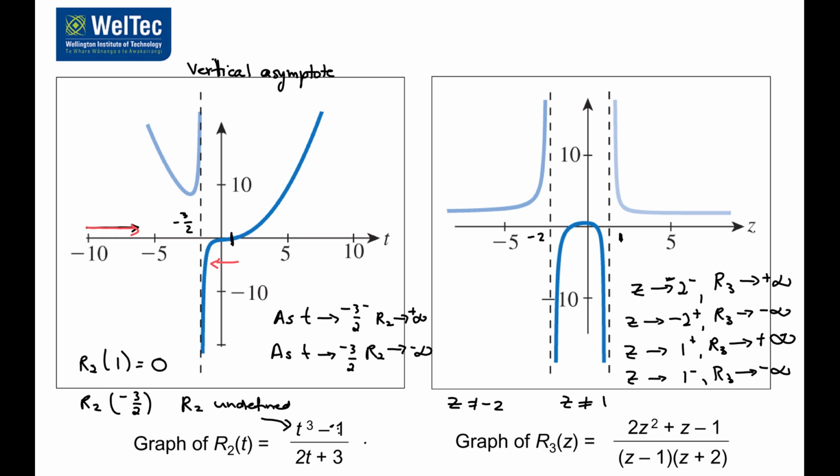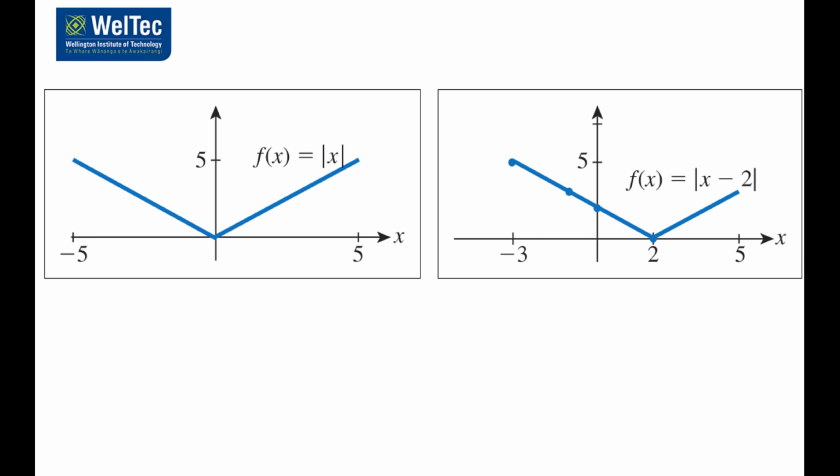And if we put all those things together, the asymptotes, we can also find where it cuts the z-axis. That'll mean that R3 is going to equal 0, and that means that only the top line needs to equal 0. And if we solve that, then we find that z equals a half or negative 1, and that'll give us those two values there. We also need to look at the modulus function.